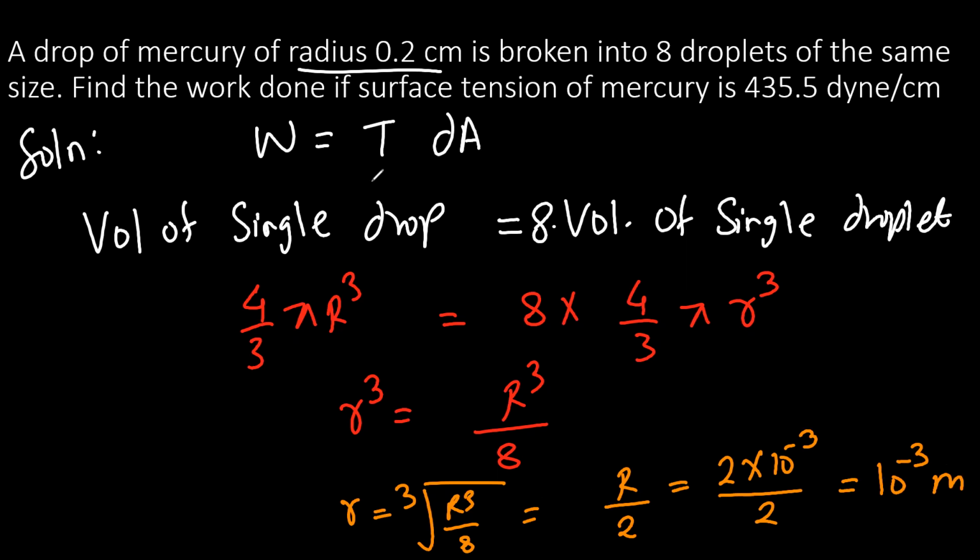When the drop was big, what is the radius? 2 into 10 raised to minus 3. And when the drop is small, what is the radius of one droplet? That is 10 raised to minus 3. So I can find the area. From here you will get small r. Okay? Here, how many droplets were there? 8. Number of droplets is 8. Sure. So let's see the next one. That is done.